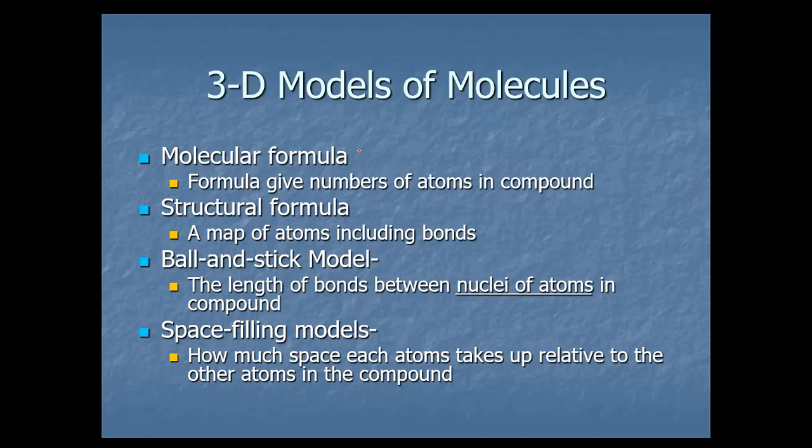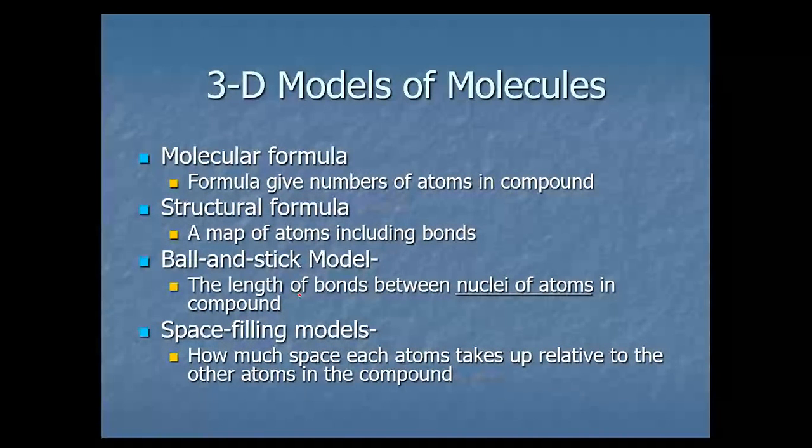A structural formula gives a little bit more of an indication of that, looking at the types of bonds between the atoms. So in this type of model, you would see double or triple bonds represented, as well as the relative positioning of the atoms with each other. A ball and stick model is going to give the length of bonds between nuclei of atoms in the compound. So you're going to get a little bit more accuracy about the actual positioning and distance of the nuclei from each other.